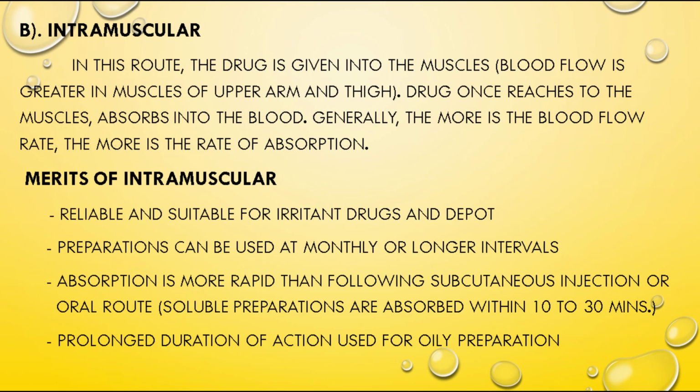B. Intramuscular. In this route, the drug is given into the muscles. Blood flow is greater in muscles of upper arm and thigh. Once the drug reaches the muscles, it is absorbed into the blood. Generally, the more the blood flow rate, the more the rate of absorption. Merits of intramuscular. Reliable and suitable for irritant drugs and depot preparations, which can be used at monthly or longer intervals.